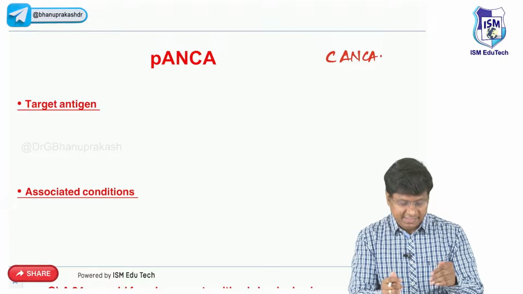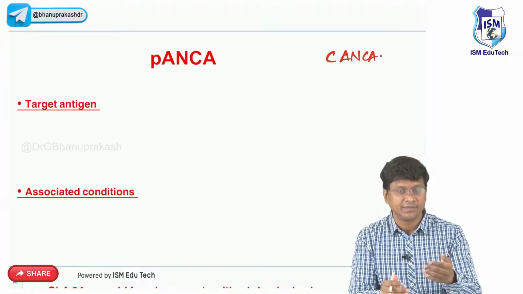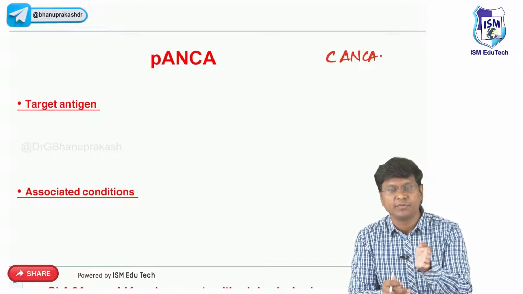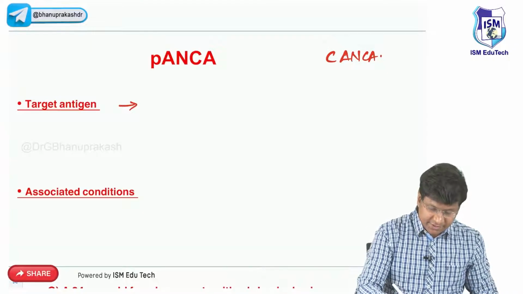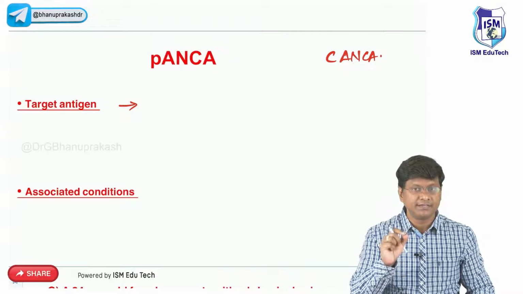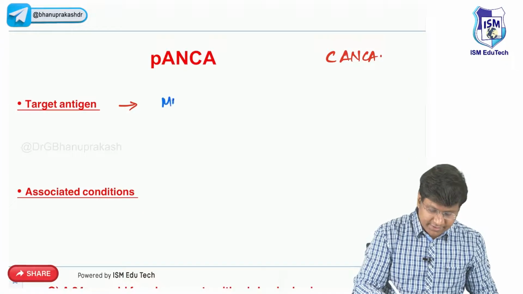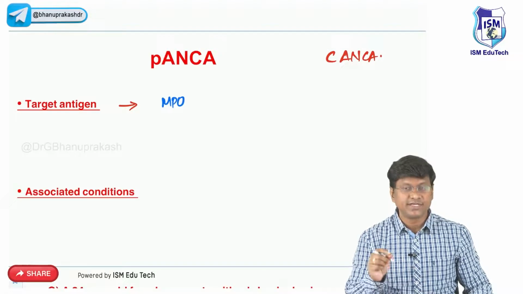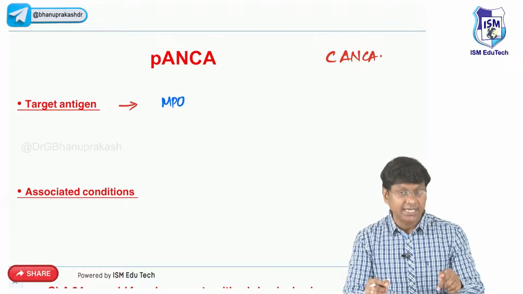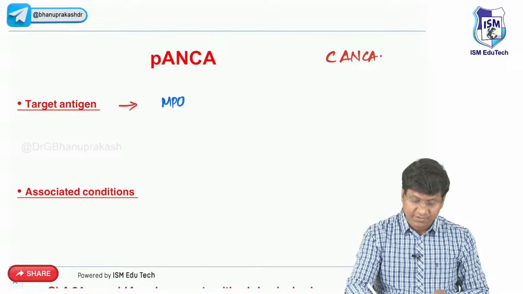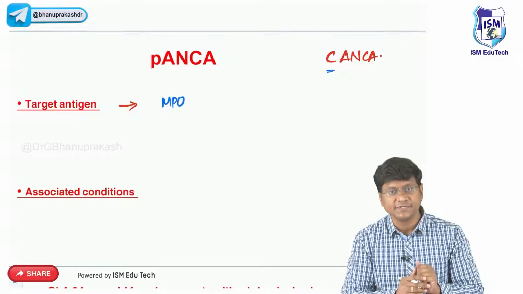Now, where exactly is the target antigen of the P ANCA? P ANCA and C ANCA are antibodies, and antibodies have to be formed against a target antigen. For your P ANCA, the word P stands for the perinuclear region, and the target antigen there is myeloperoxidase. Whereas in C ANCA, the word C stands for the cytoplasm, right? The word C stands for cytoplasm.